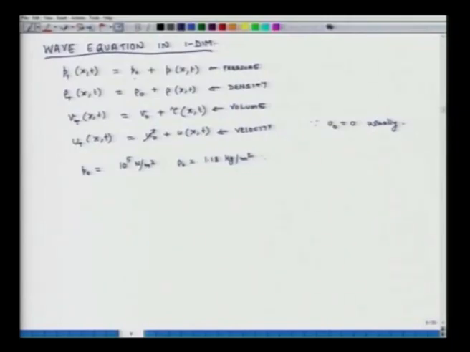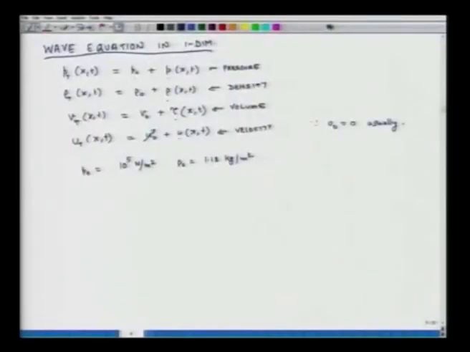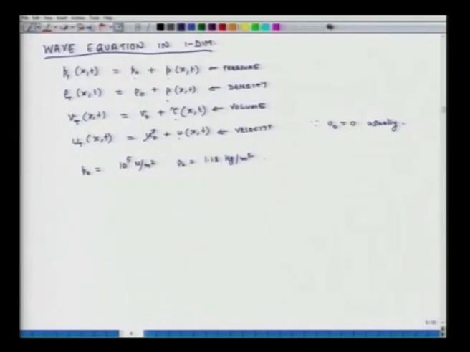So, once again P naught, rho naught, V naught and u naught, which is 0 in this case, are my initial values of pressure, density, volume and velocity, while P, rho, tau and u are my incremental values for pressure, density, volume and velocity. And when I add these two up, the initial value and the incremental value, I get final values which are designated by a subscript t. So, this is how I am going to frame my problem.